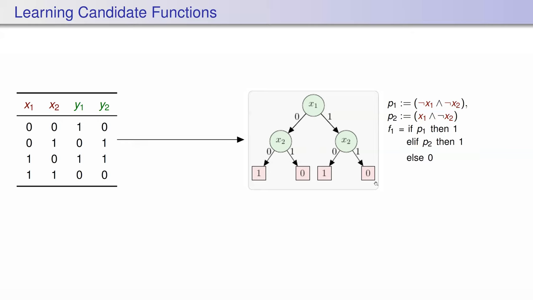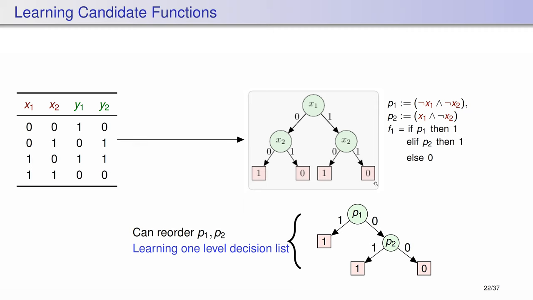I want to mention that you can think about decision trees in a slightly different manner. You can think of decision trees as a one-level decision list. Why am I calling it a one-level decision list? So a decision list is this if-else. And you can see that we can reorder P1 and P2. So P1 is a path which was not of x1 and not of x2, and P2 is a path x1 and not x2. So these paths can be reordered. That's the property of decision trees, that the paths do not conflict with each other. So there's only one real level of this decision list. I'm going to come back to it when we talk about repair.